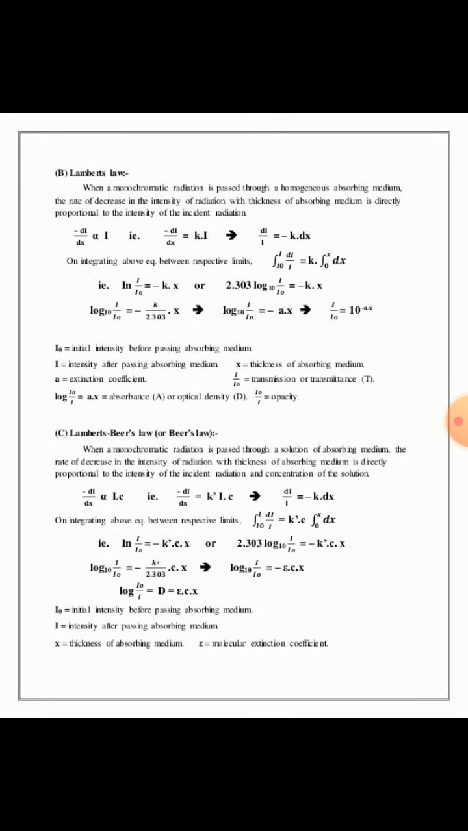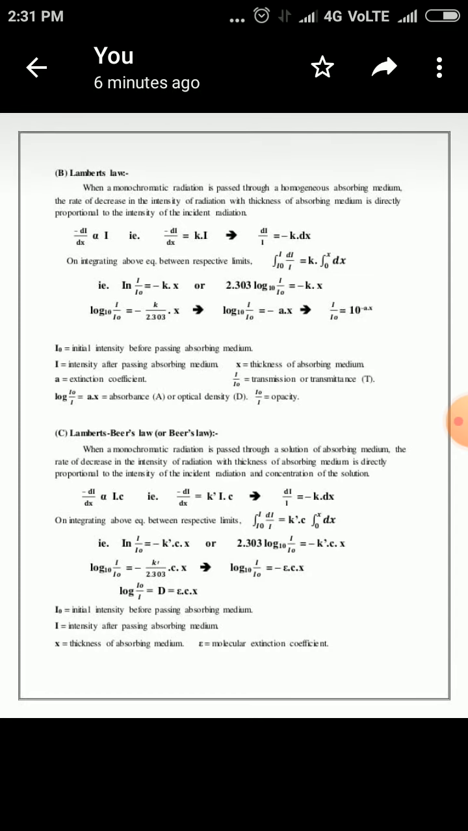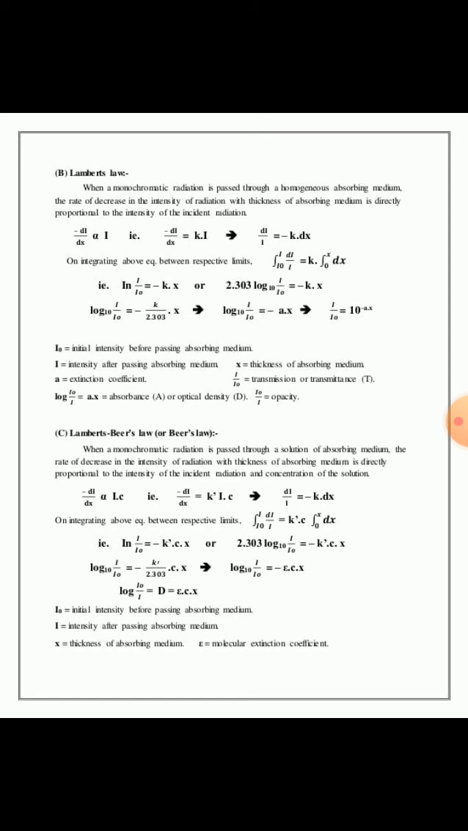The next law is Lambert law. When a monochromatic radiation is passed through a homogeneous absorbing medium, the rate of decrease in the intensity of radiation with thickness of the absorbing medium is directly proportional to the intensity of the incident radiation. So we can write dI upon dx is directly proportional to I. When we replace the proportional sign, we put a constant k. So minus dI upon dx is equal to kI.